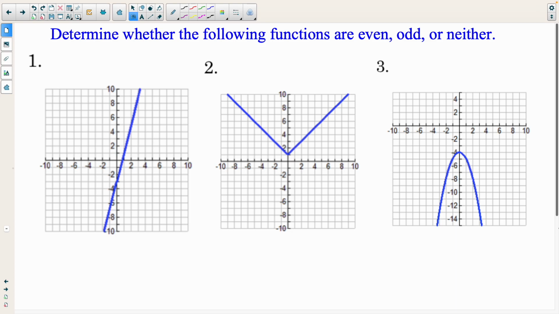All right, so number one, we know that that's not even because the left side is not a reflection of the right. Okay. Now, to tell if it's odd, we want to see if it's exactly the same when you flip it upside down. Okay.